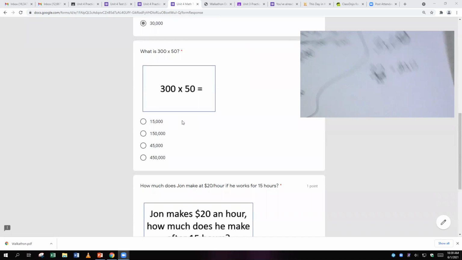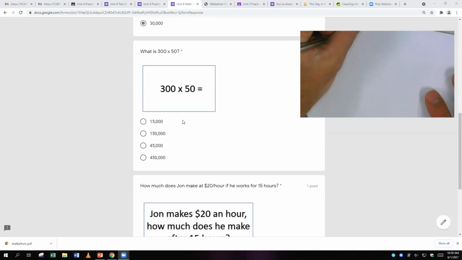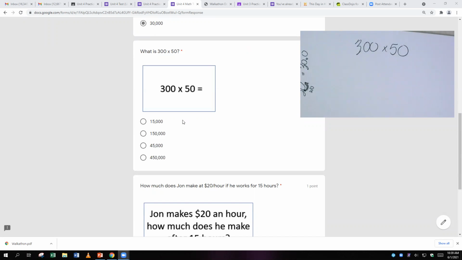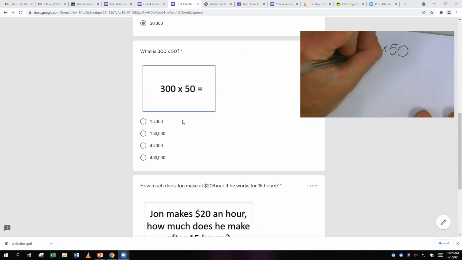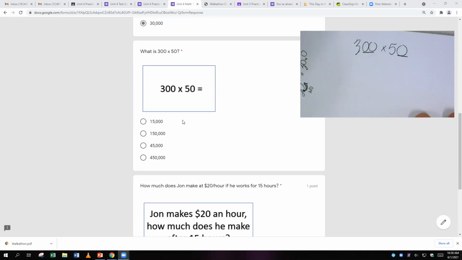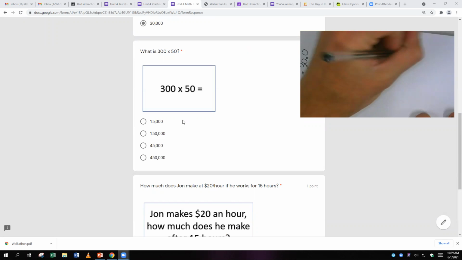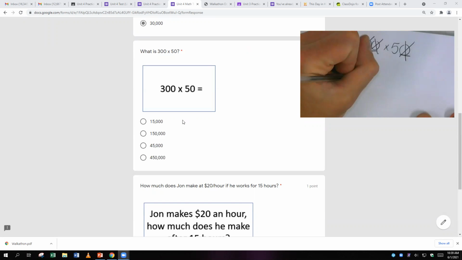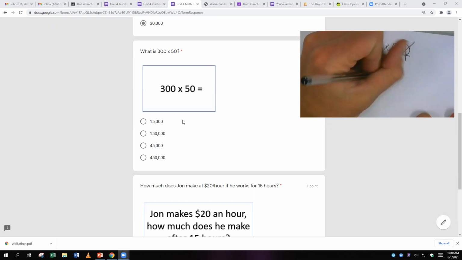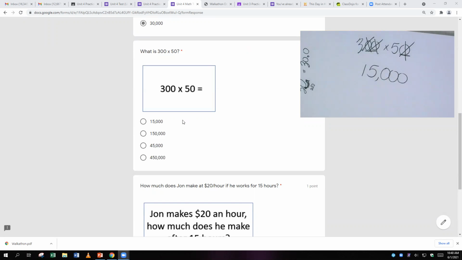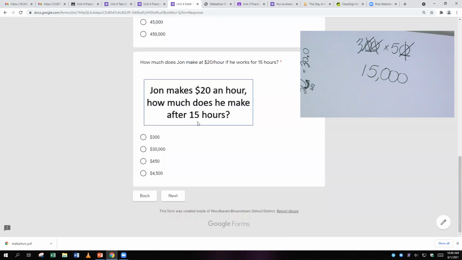Well, what if we're multiplying whole numbers like this? Well, 300 times 50, you can multiply this the normal way, or you're like, yo, Mr. Stahl, remember the zeros have beautiful tricks. Because they end in zeros, you can kind of ignore the zeros. 3 times 5 is 15, and then add however many zeros you ignored. So the answer there is 15,000.